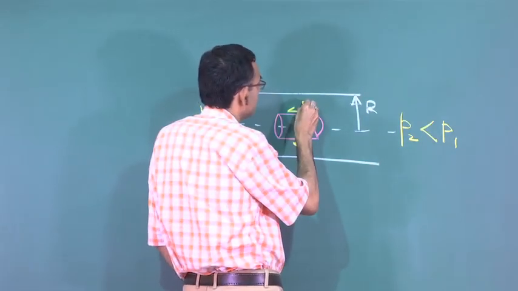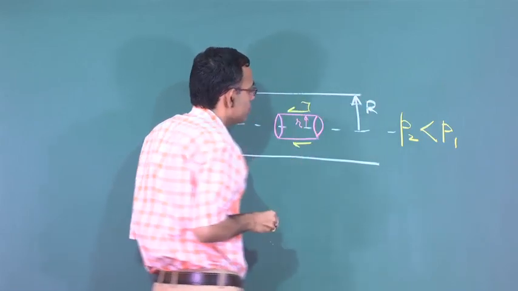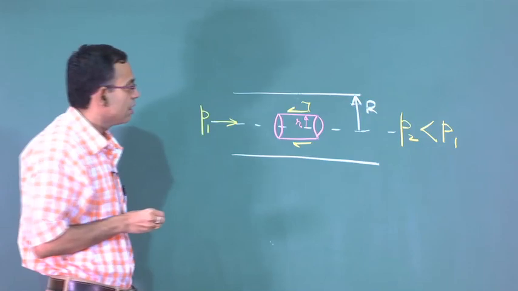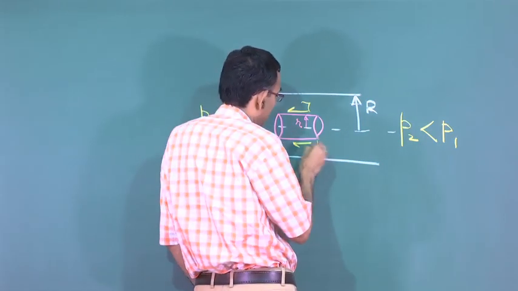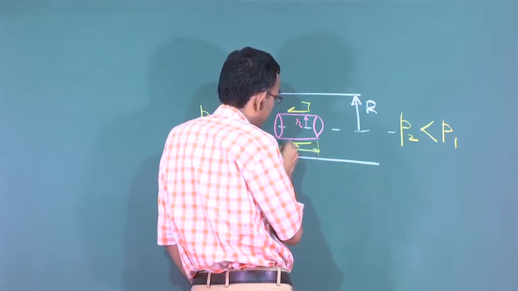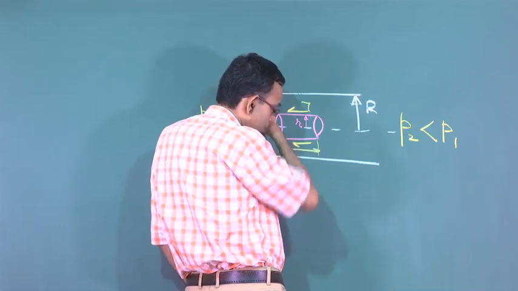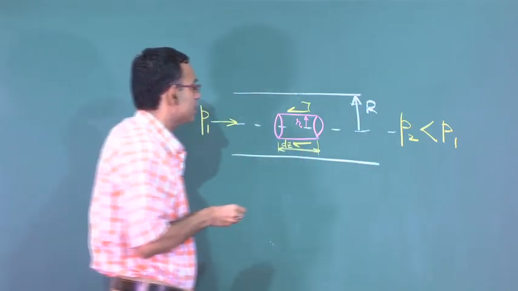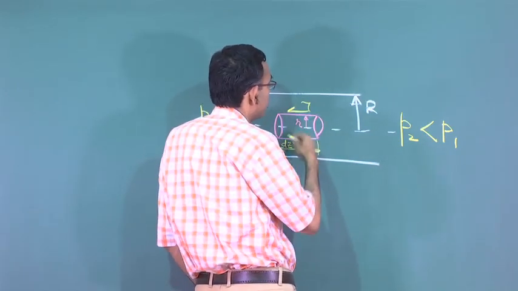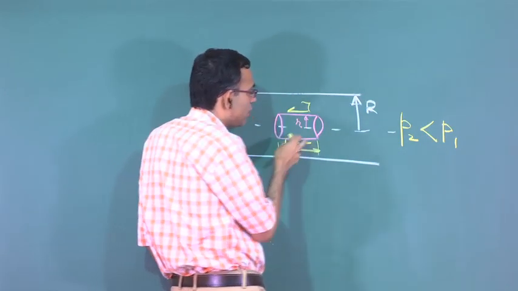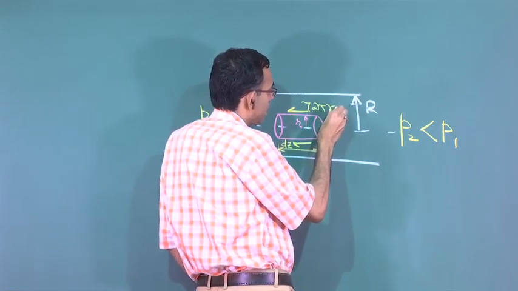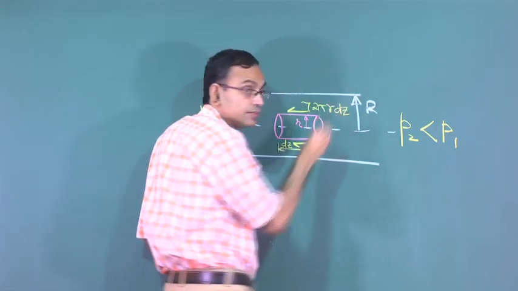Now, if you call this tau, which is the shear stress, and let us say that this is dz, then this force is tau into the surface area of this imaginary cylinder. So, 2 pi r into dz.